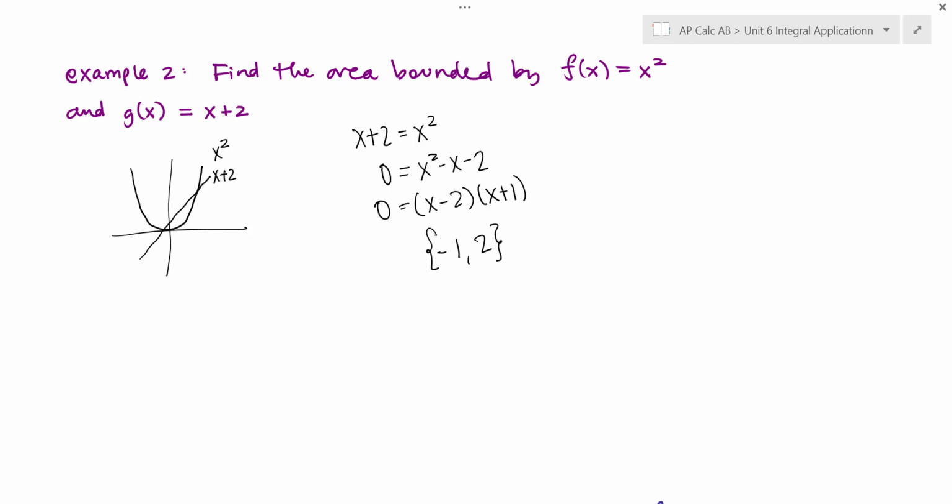Over that entire interval, I see that x plus 2 is going to be my function on top. So if I'm finding this area between these two curves, I'm going from -1 to +2. My top function is x plus 2, so we have x plus 2 minus that bottom function, which happens to be x squared.